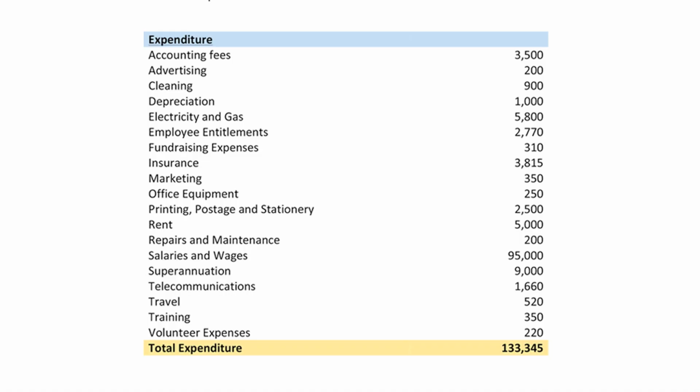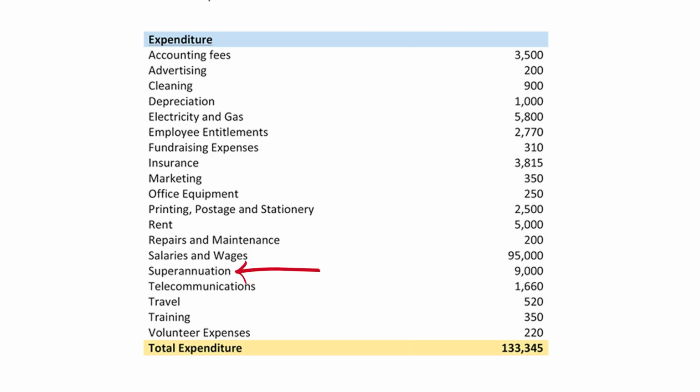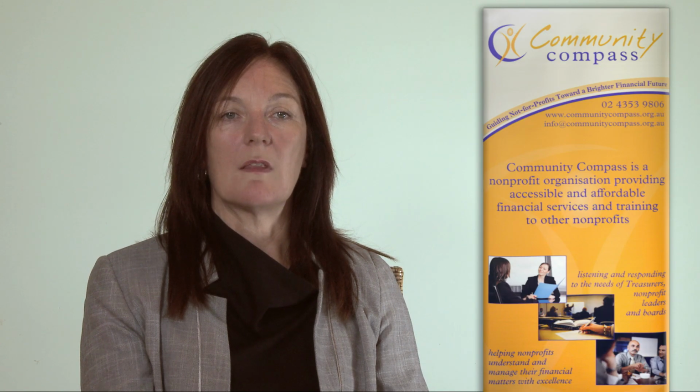Now let's look at the expenses. These represent the costs you have incurred to bring your activities to fruition, such as marketing, advertising, accounting and record keeping, auditing, insurance, rent, salaries and wages, training. What kind of expenses do you incur? Take a moment to reflect on these for your organisation. Some of the questions you may want to think about. What is your largest cost area?